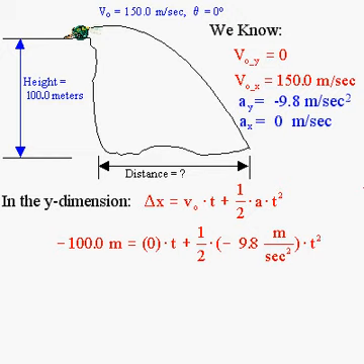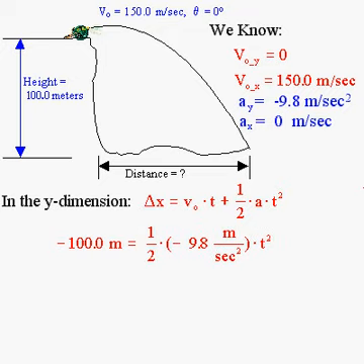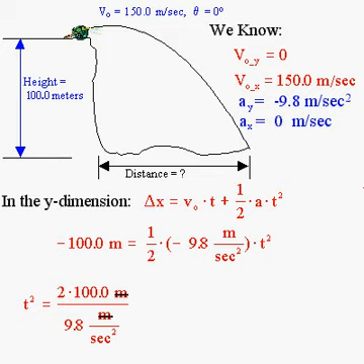Well, now look, the only thing we don't know in this equation is time, so we can solve for it. The first term on the right-hand side of the equation drops out because 0 times t is just 0. So I can solve for t squared by multiplying by 2 and dividing by negative 9.8 meters per second squared. When I do that, I find that t squared is 2 times 100.0 meters divided by 9.8 meters per second squared. The meters cancel, and when I take the square root of both sides, I find that t is 4.5 seconds. Well, that's something else that we now know.